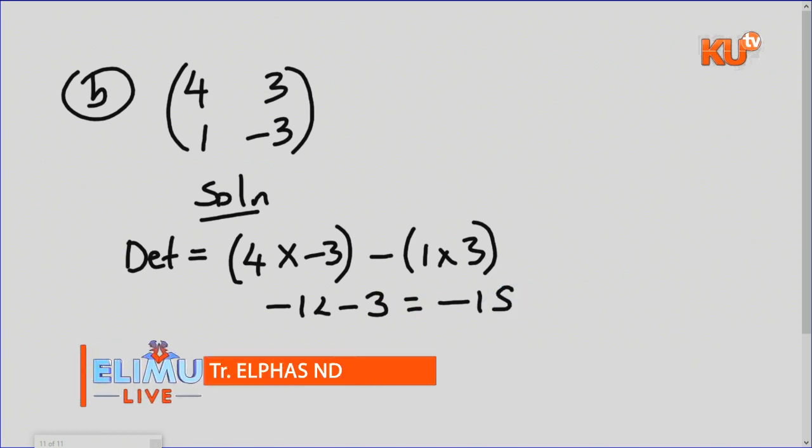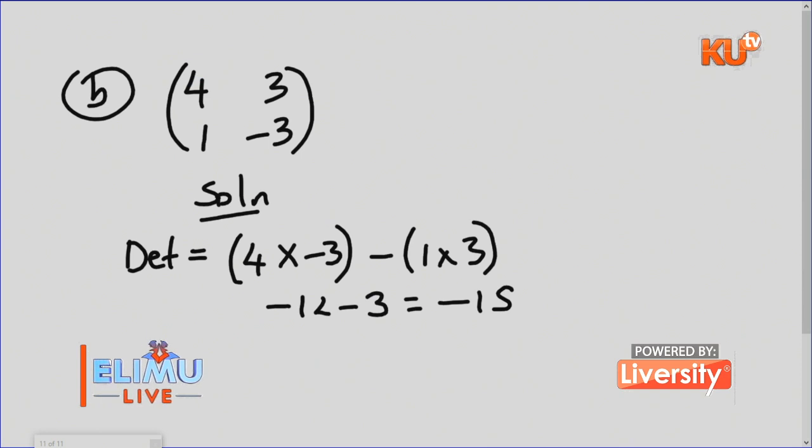That is our determinant. Then number 2, we are saying reverse the elements. Now we have 4 and negative 3. These are the elements in the leading diagonal. So we interchange them. We don't change their sign, but we interchange these elements. So where there is positive 4, write negative 3. And then where there is negative 3, write 4.